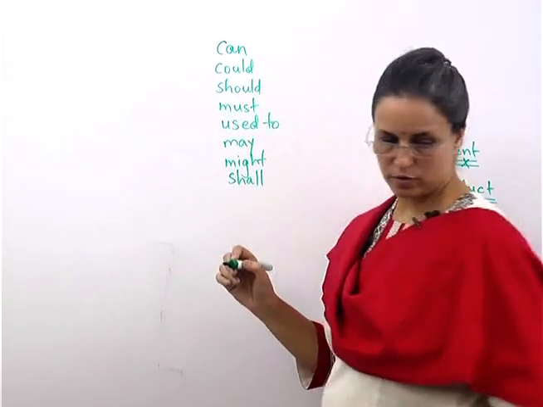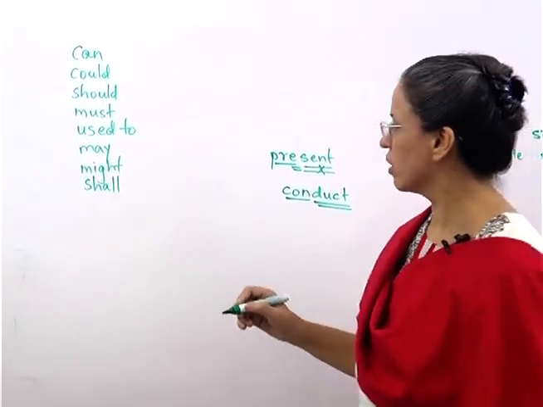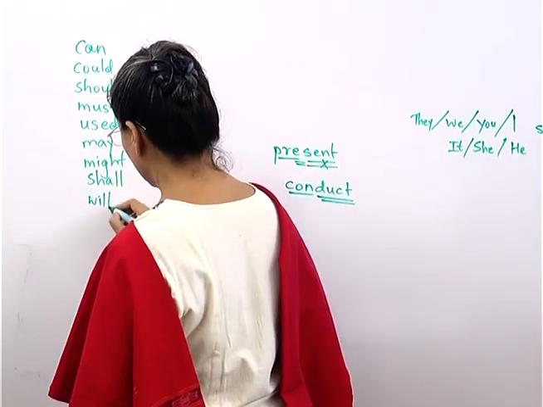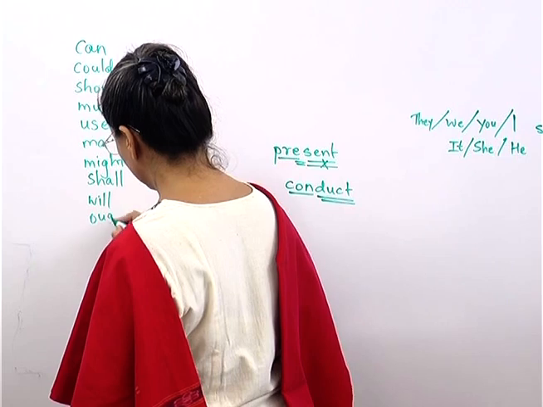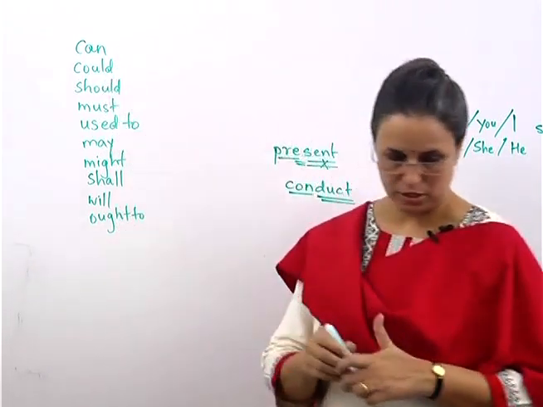Which others have they given over here? They have given you ought to also. You may not be very comfortable with that. Same like shall, we have will, ought to. Okay, let us see each one what it means.